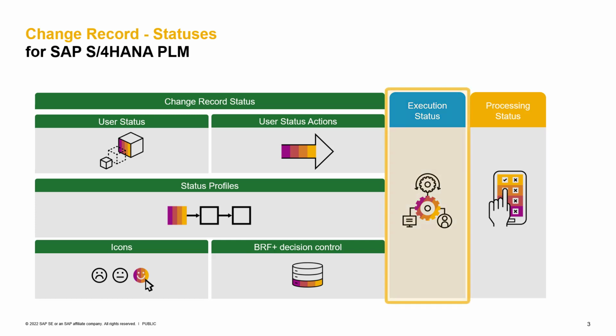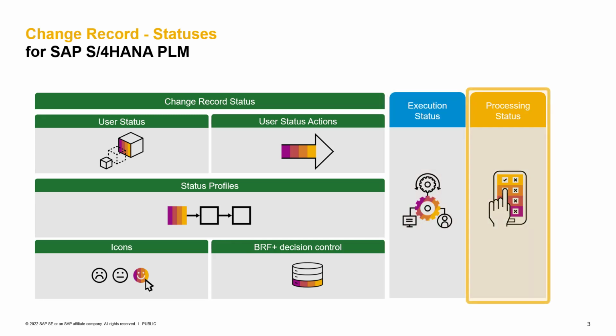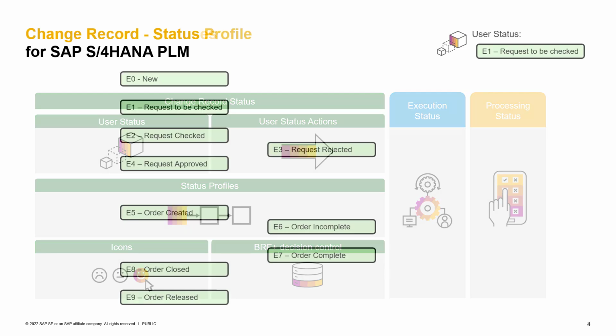The execution status gives you information about the current state of the change implementation. This allows approved master data scenarios on the change record. The execution status gets controlled via a business objects assignment in the status profile. The processing status can be assigned on a change item level and gives information about the state of the change item assigned to the change record. The processing status is hard-coded and can only be turned on or off.